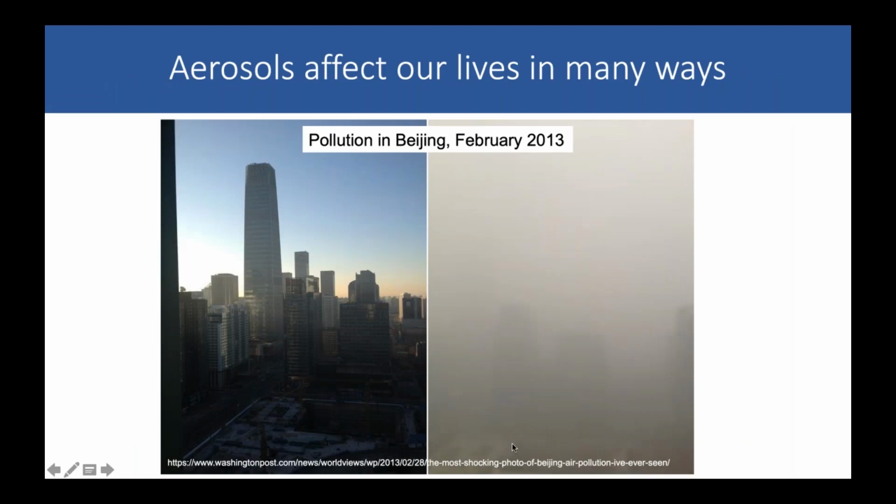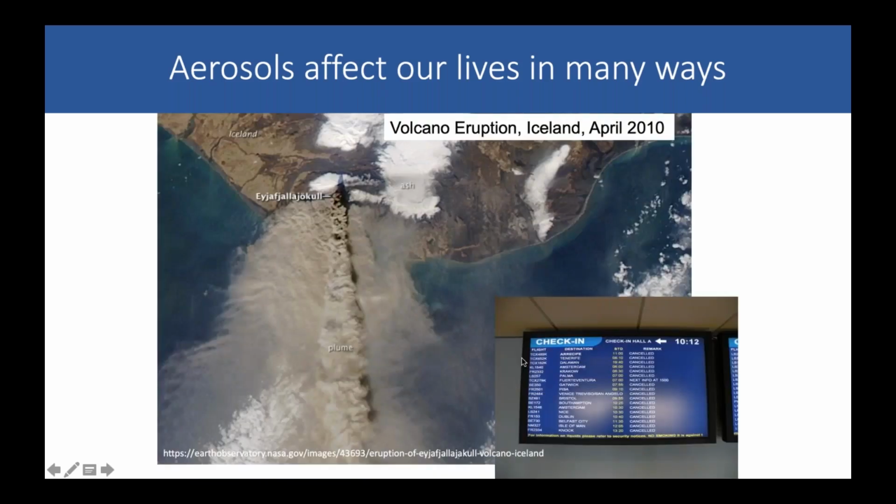And aerosol particles affect our lives in many ways. I'm just showing a few examples here. So we see the severe pollution episodes that they have in Asia. Here's an episode in Beijing a few years ago. This picture shows the same scene taken across the street, on a nice day on the left here and on a very polluted day on the right.